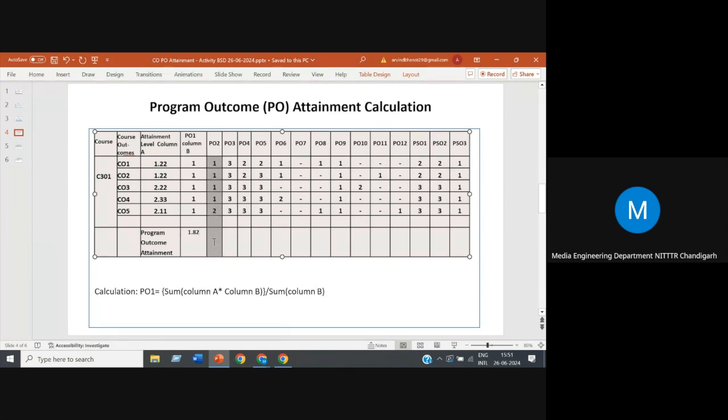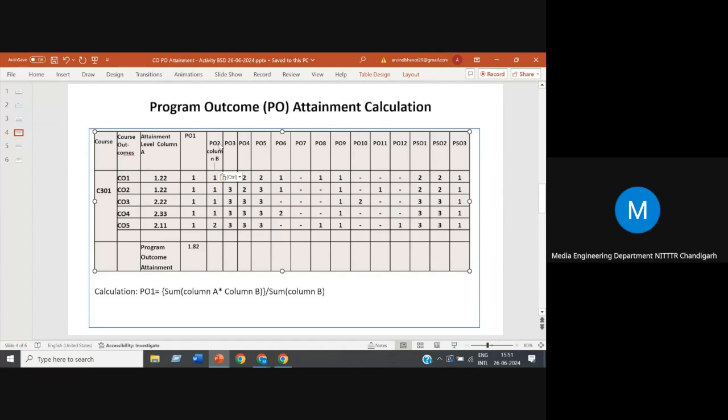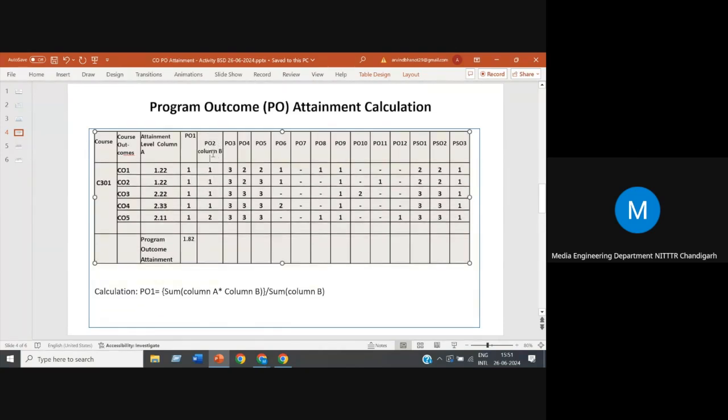When we are calculating for PO2, column B will be this column. Column A will remain the same. When we are calculating for PO3, this will be column B, right?